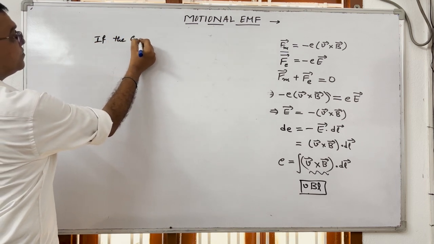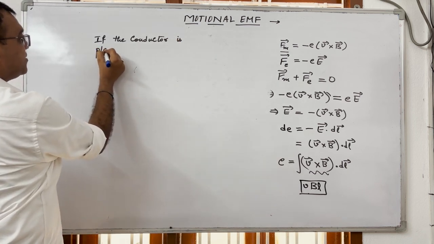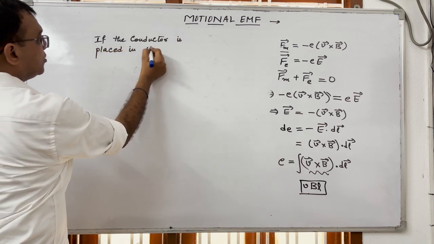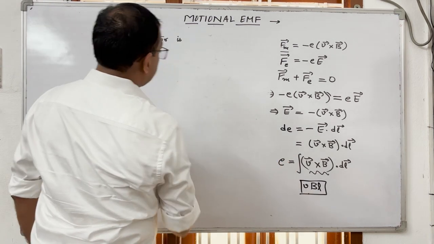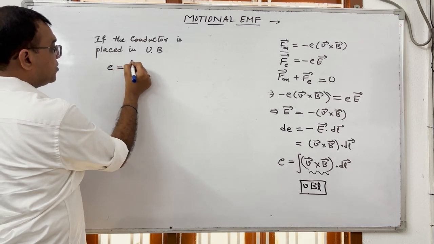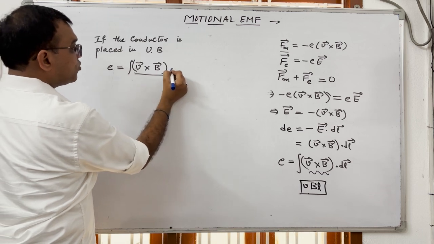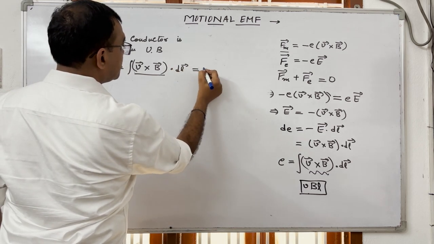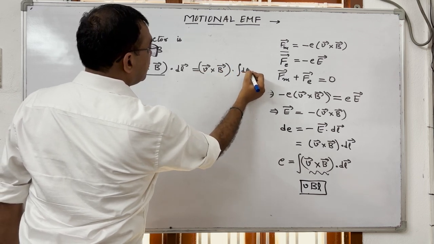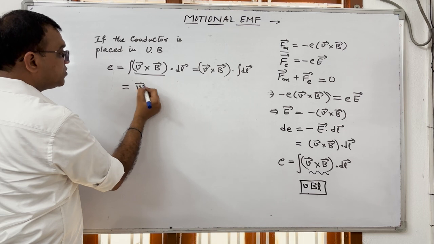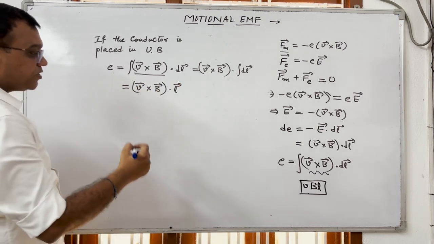If the conductor is placed in a uniform magnetic field, then this expression will become integral of V cross B dot dl. Then V cross B becomes constant and this reduces to V cross B dot integral of dl, and this can be written as V cross B dot L. Done. Try to understand.